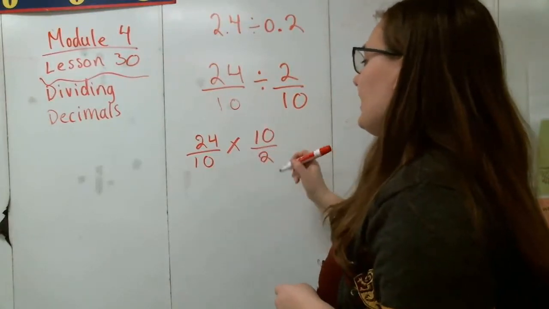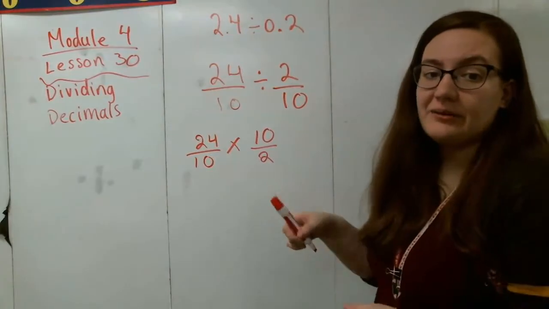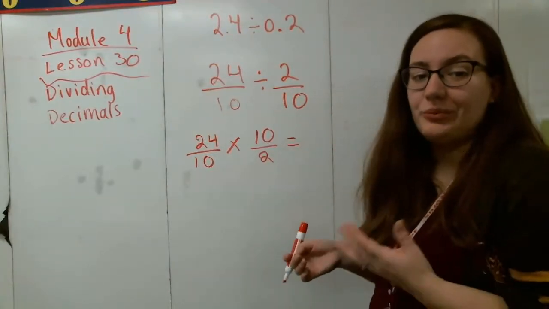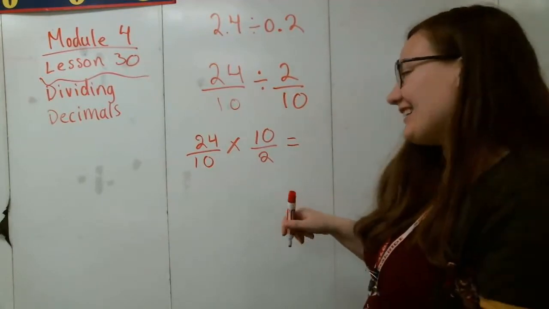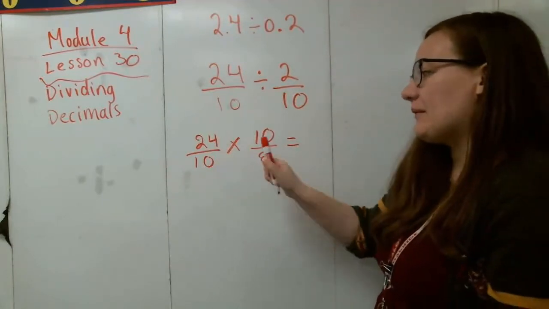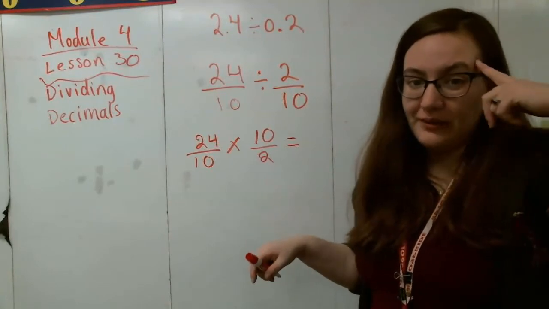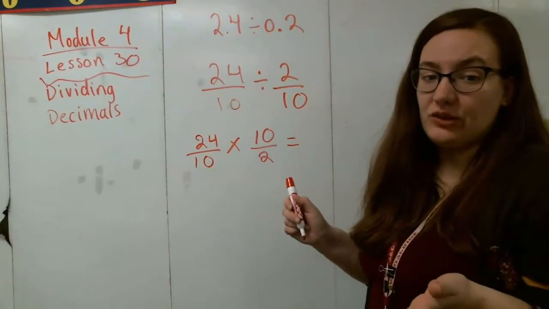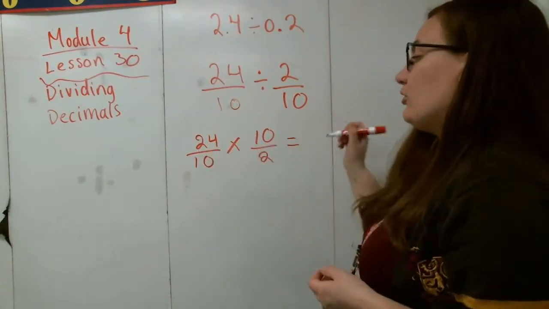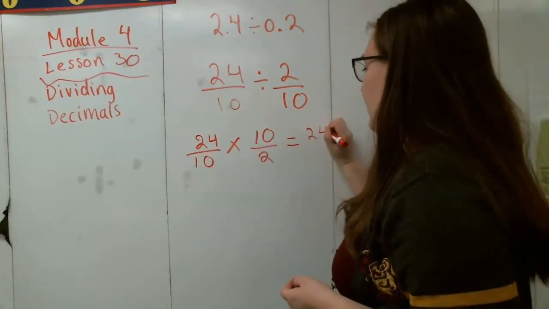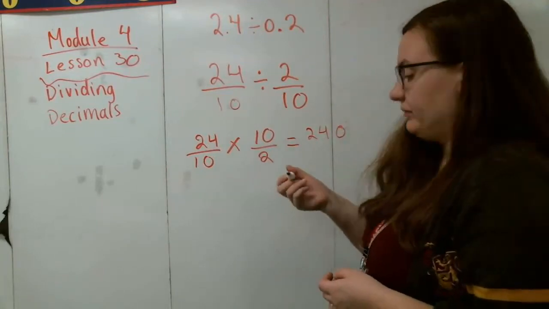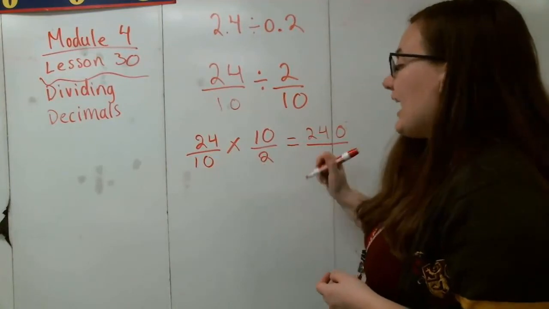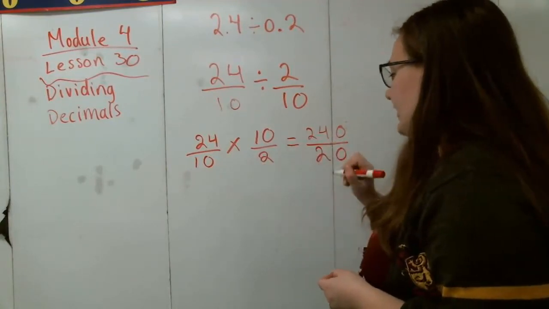to become 10 halves. Now I need to multiply going straight across, and you might look at this and say, oh my gosh, this is so hard to multiply, but trust me, it's not, because we can just do 24 times 10, and this is a problem we should be able to do in our heads, because we can do 24 times 1, I know that's 24, and then if we just add that 0, then we get 240 all over 10 times 2, and 10 times 2 we know is 20.